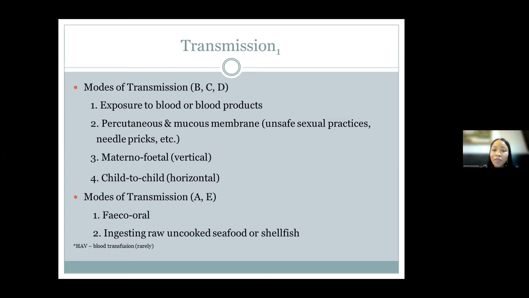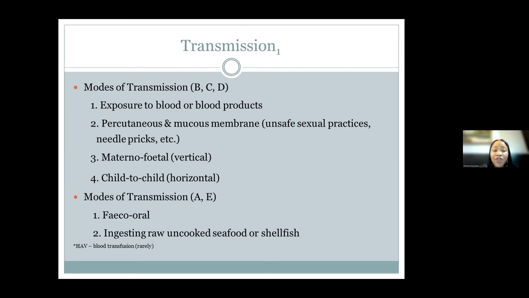So for hepatitis B, C, and D, it usually involves exposure to infected blood or blood products, as well as certain body fluids, such as semen. So the modes of transmission for B, C, and D involve exposure to blood or blood products, either through transfusions, for patients on regular hemodialysis, percutaneous and mucous membrane exposure through unsafe sexual practices, and needle stick injuries, which applies more to us, the healthcare workers.